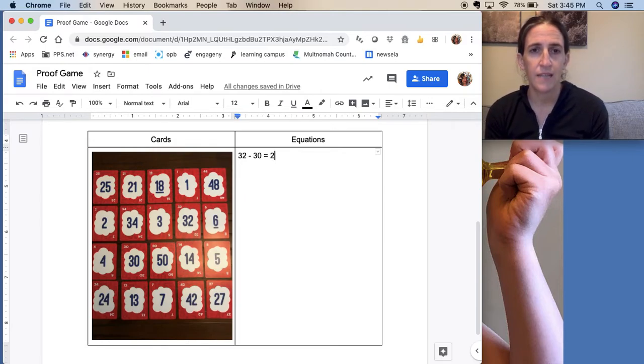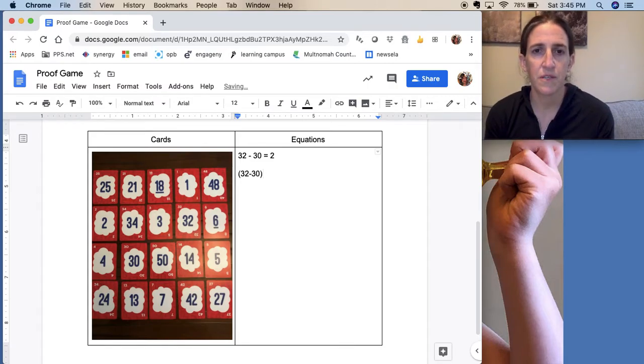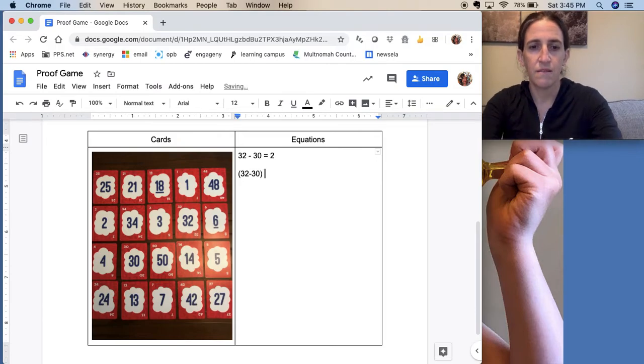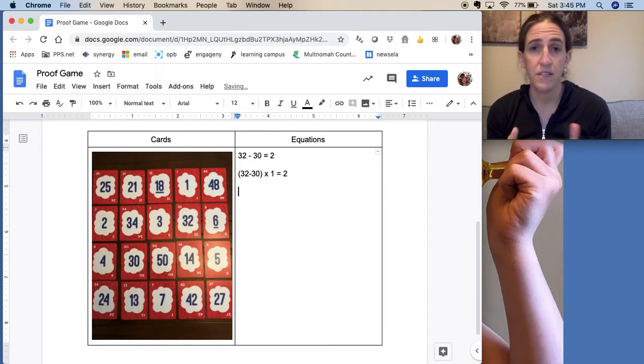So I see the number 1. That's always helpful. So I could do the same equation, 32 minus 30. This time I'm going to use parentheses, though. 32 minus 30, I already know that's 2. But I know that that times 1 would still be 2. So 32 minus 30 times 1 still equals 2. Now I've got 4 points. But you don't always have to use the same numbers and try to make it longer. You can try to make a totally different equation.